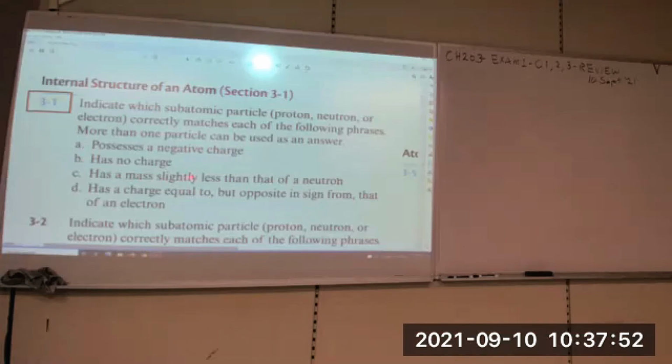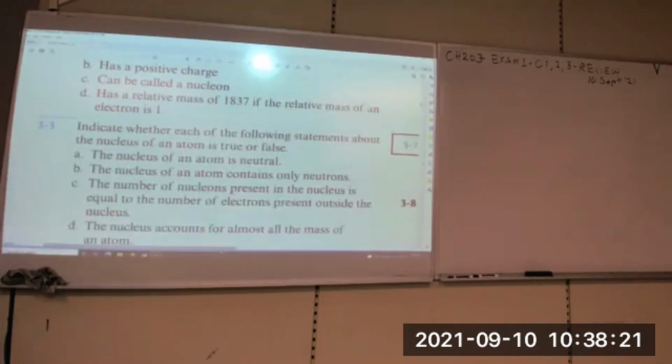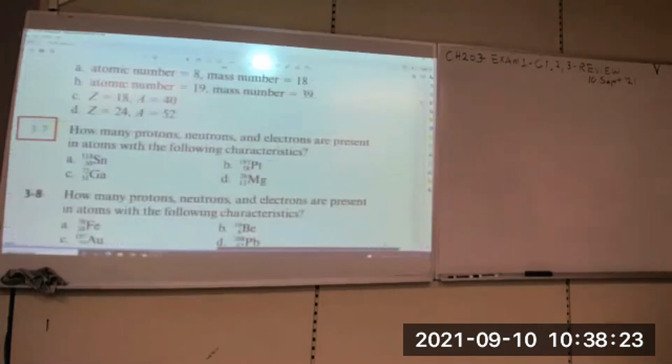Has a mass slightly less than that of a neutron. That's the proton. Neutron is a little bit heavier. Has a charge equal to but opposite in sign from that of an electron. That's another proton. Equal size charge but opposite to an electron. All right. Oops. Go over here since we're moving to a new page.